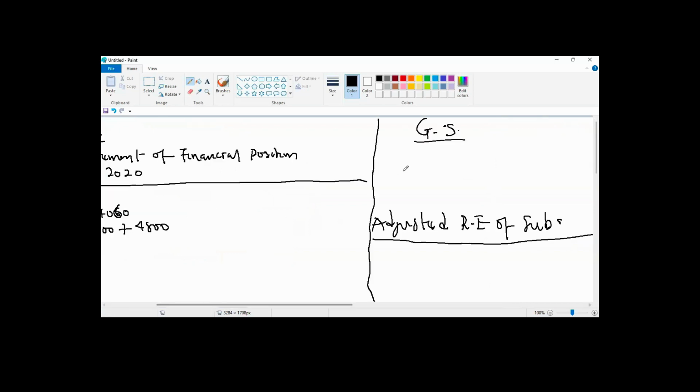Parent, 80%. Good. What does it say again? At the cost of 37,300,000, cost of investment. Has it been recorded? How do I know it's recorded?